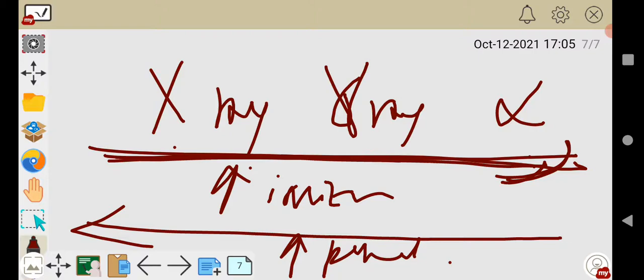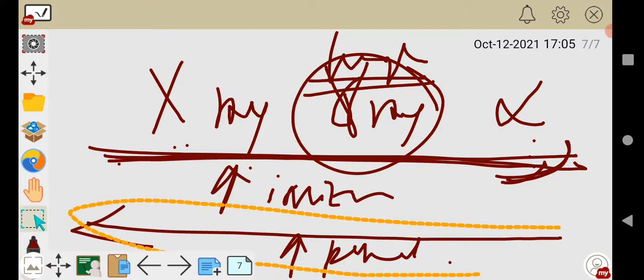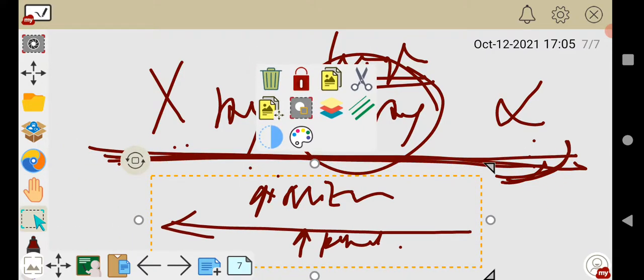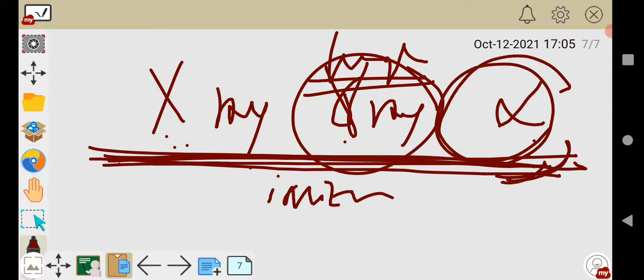Actually, gamma will be here. In case of penetration, it is alpha, X and gamma. Gamma is the highest penetration. So rectify it, it's not reverse. In this direction, X, gamma and alpha, the ionizing power increases, with alpha having the highest ionizing power. And for penetration power, alpha, X and gamma. Gamma is the highest penetration power.